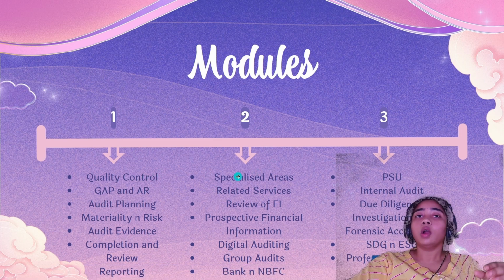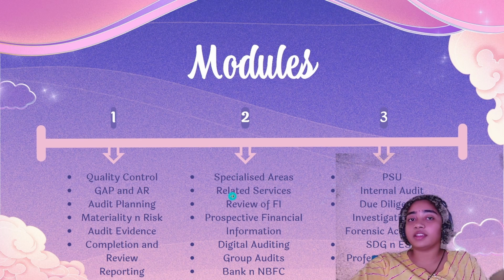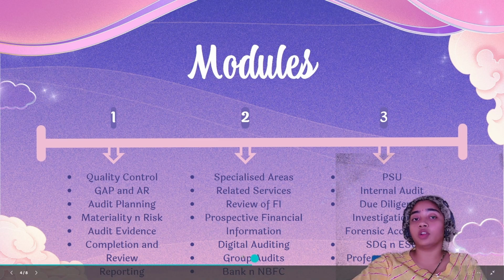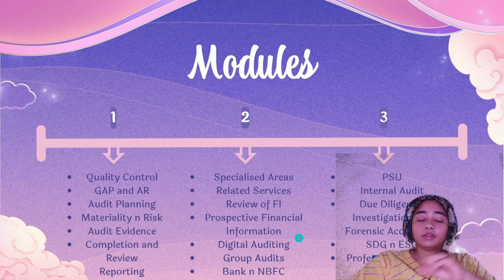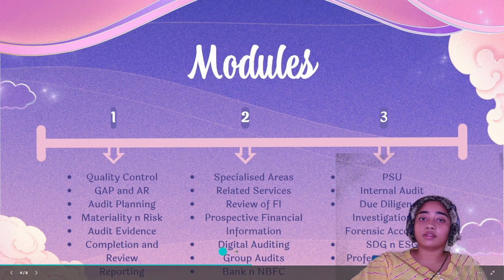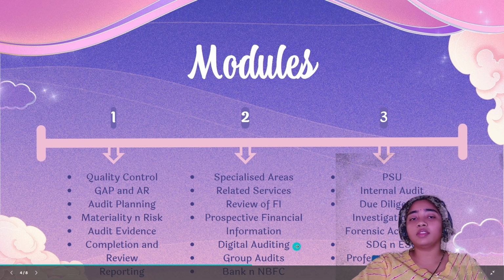And in module 2, all the newly added specialized areas, related service review, and then prospective financial statements and digital auditing. Digital auditing is where you have to audit in an automated environment. All the topics were changed in that. It had a revamped every topic in that chapter, and given it is digital auditing, it's so easy, don't worry. So beautiful chapter it is.